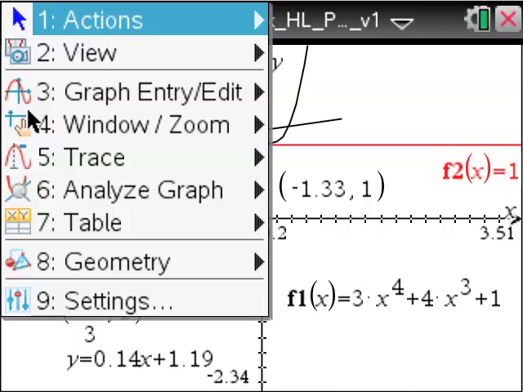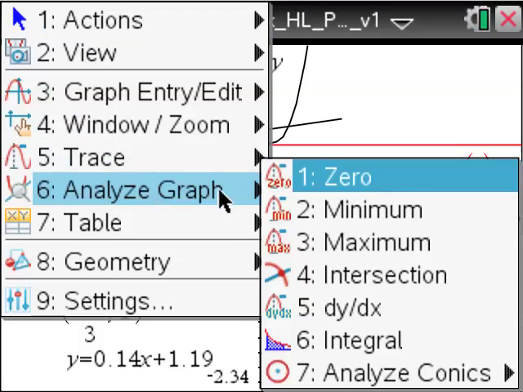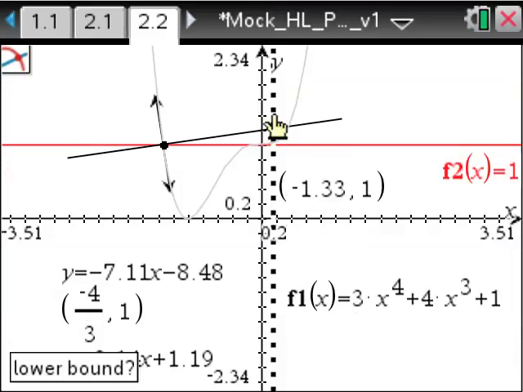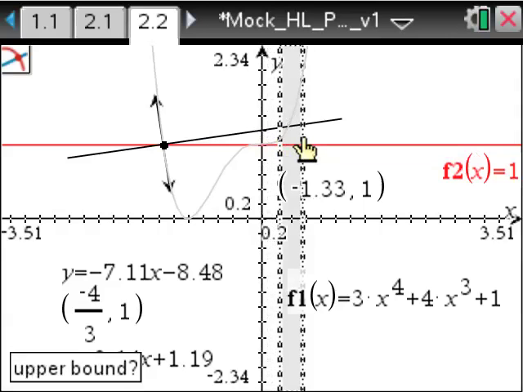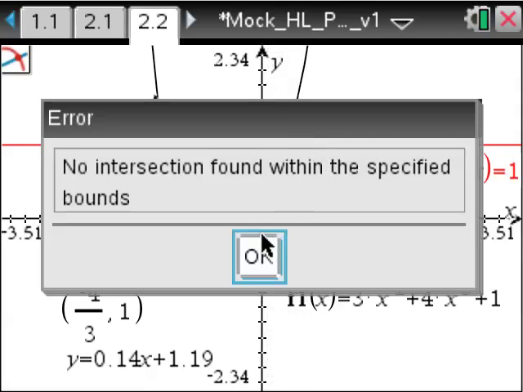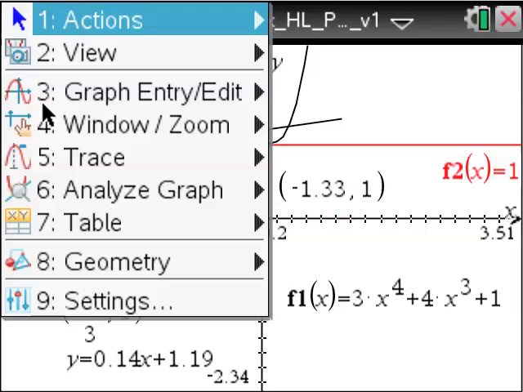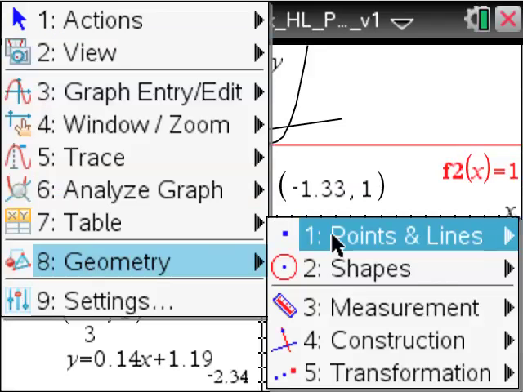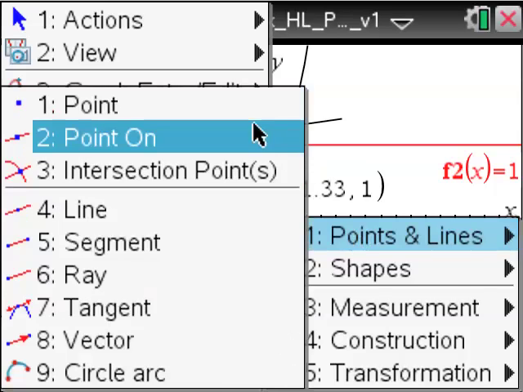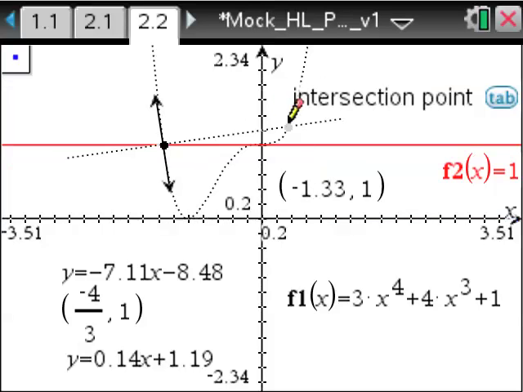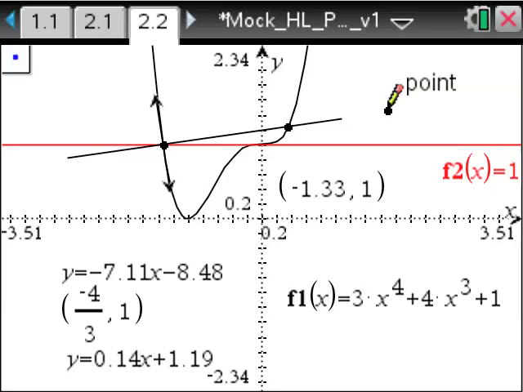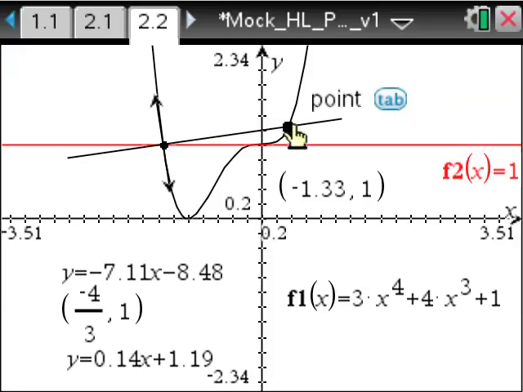So I'll do menu, analyze graph, intersection point of lower bound and upper bound. And it doesn't seem to like that because this line is not a function. So let's see if I can plot a point on it. So menu, geometry, points and lines. I'm just going to go for point, and it will snap to an intersection point there. Let's press escape to get out of point mode, and let's get the coordinates of that point.